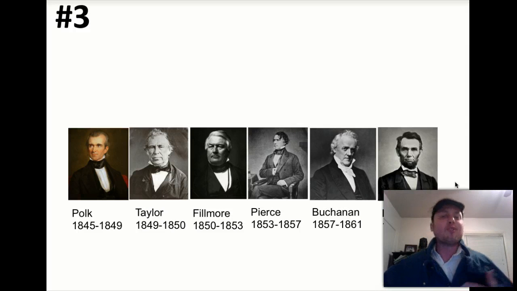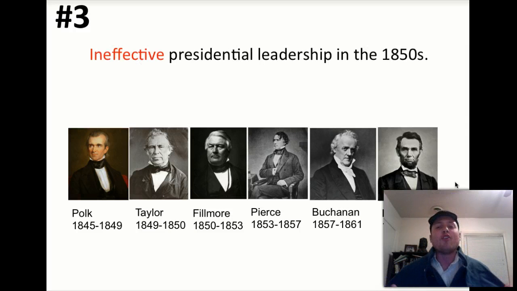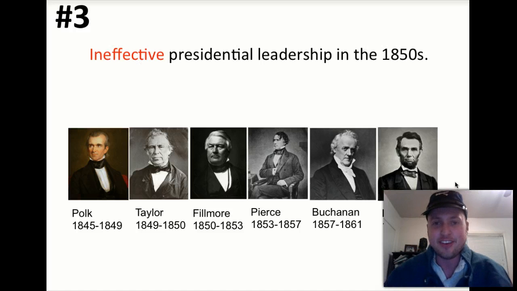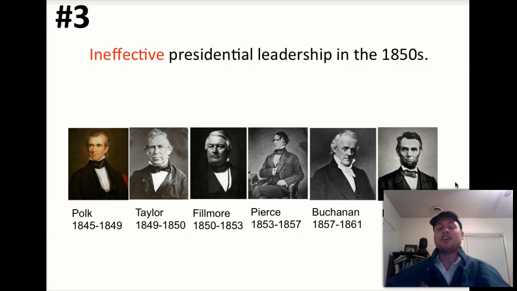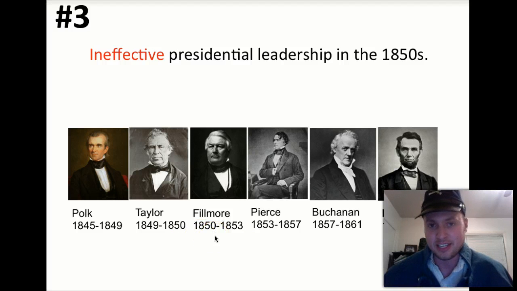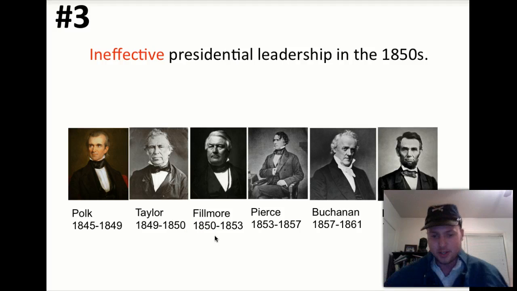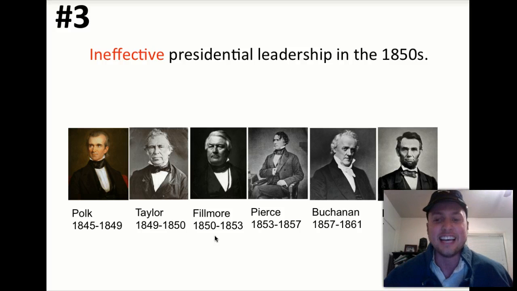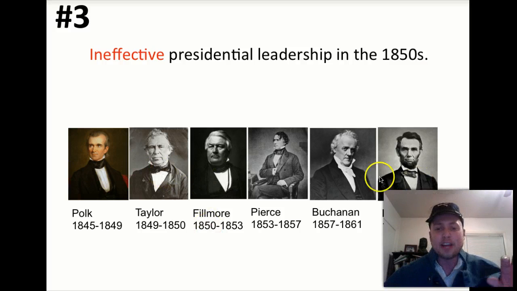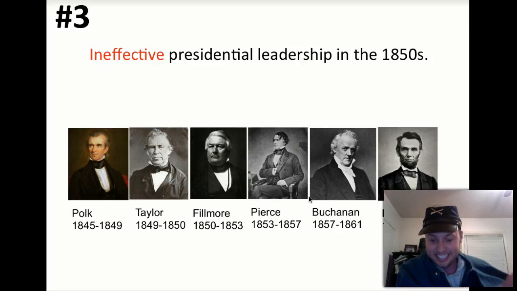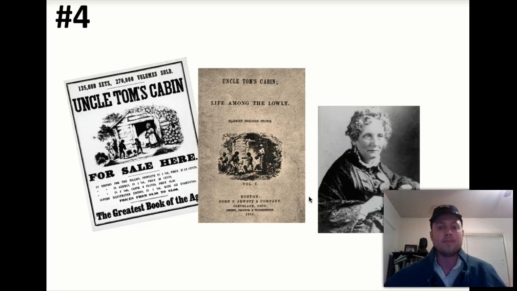Also, for whatever weird reason, there were just awful presidents during the 1850s. The 1850s were a period of ineffective presidents. Taylor died quickly. Millard Fillmore, his nickname was the Do-Nothing President. That's not very good. Franklin Pierce, well, he really wasn't available all that much. And Buchanan was ranked the worst president ever. So there's a bad stretch of presidents that leads us to Abe Lincoln and to the Civil War.